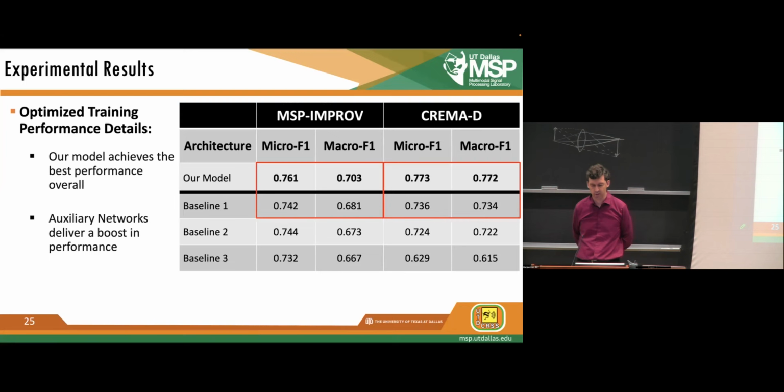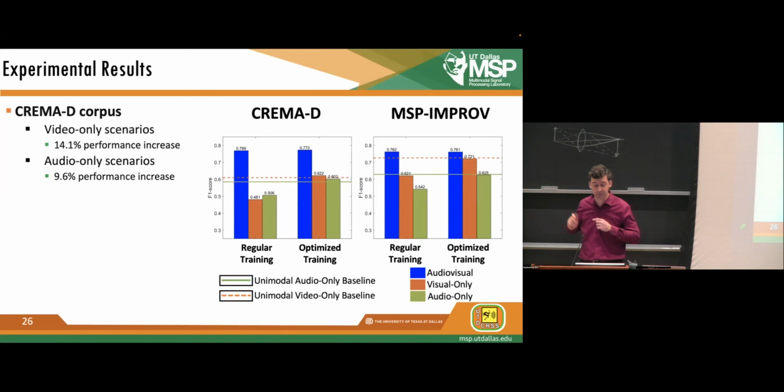Okay, so these results are very interesting. Let me show you this figure. The blue bar is when you have audiovisual information on your testing set. Orange is when you only have visual information, and the green one is when you only have audio information. Here we compare the two databases, either with regular training, where you train your model without masking any samples, or with this optimized training, where you randomly select 20% and replace it with zeros. The bar you see over there is the unimodal baseline four, trained with audio only, and the dashed orange line is when you only train your model using the visual modality.